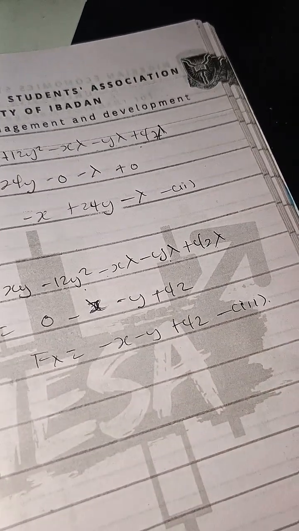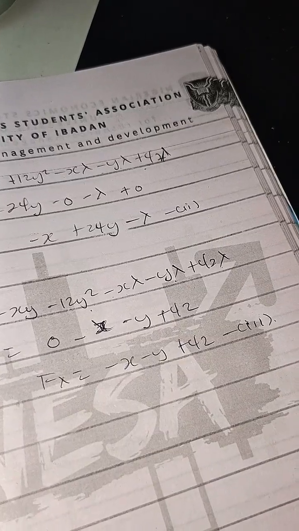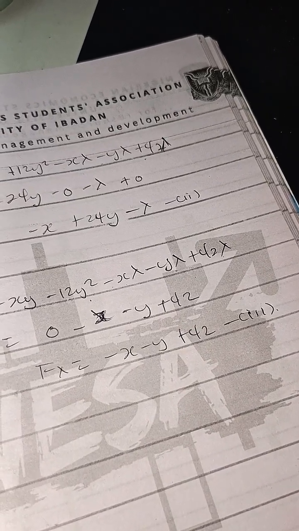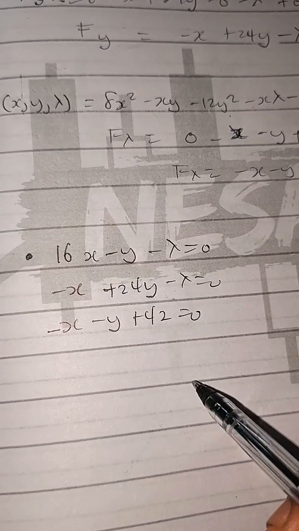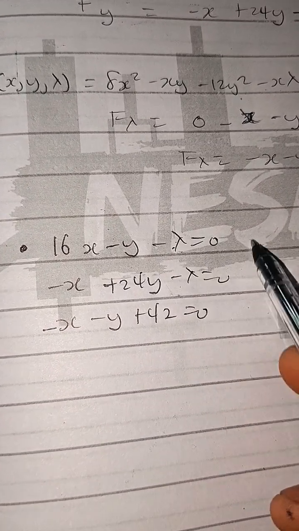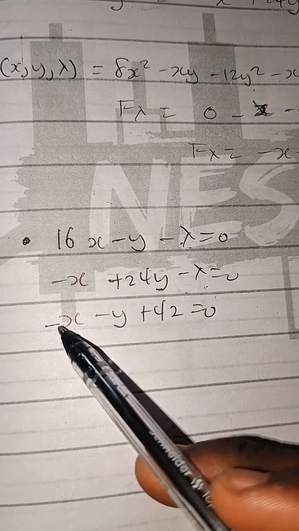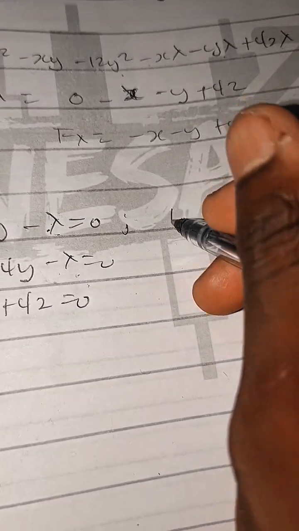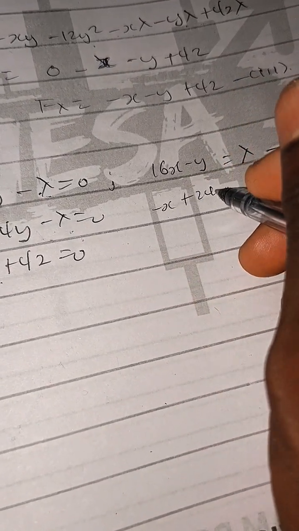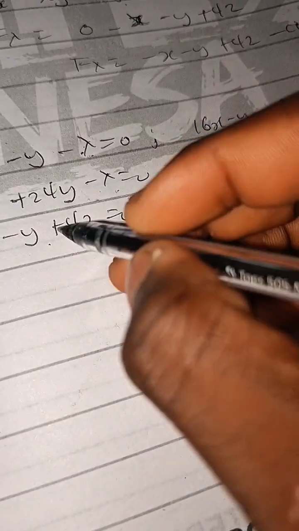So now let's take the next step. The next step is you set your equations 1, 2, and 3 equal to 0, and then we'll solve algebraically. Okay, so upon doing that, we're going to have these three functions. Now we can just take lambda to the other side for equations 1 and 2, and then take minus x and minus y to the other side for equation 3. So for this, we're going to have 16x minus y is equal to lambda. That's equation 1. Then for this one, minus x plus 24y is also equal to lambda. And for the last one, we have x plus y is equal to 42.